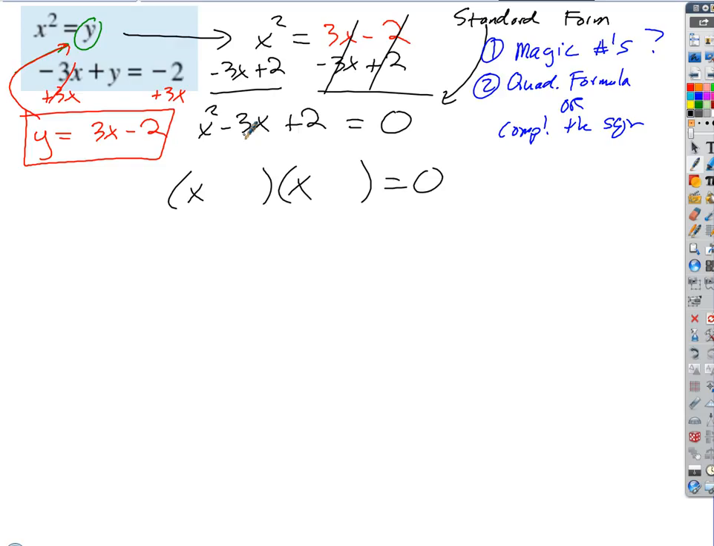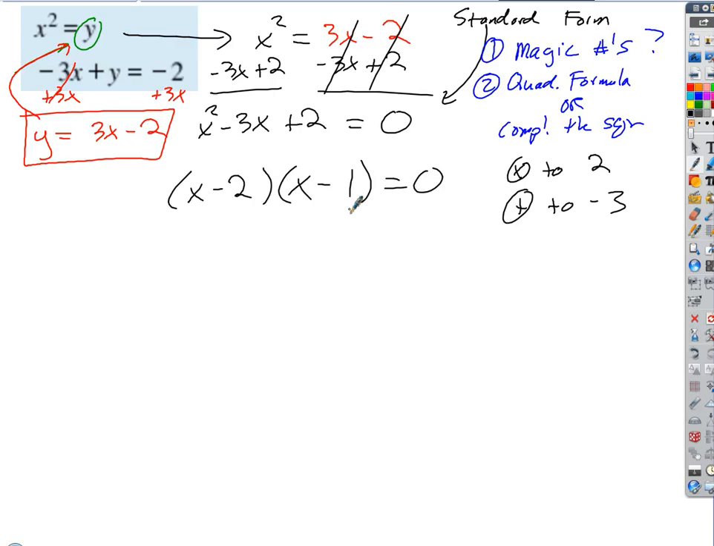Let's play the sign game, and I think this is helpful. If they're going to multiply to a positive, so the magic numbers multiply to 2 and add to negative 3. Multiply to a positive and add to a negative, aren't they both negative? What would they be? Negative 2 and negative 1. Good. Now, those are the magic numbers.